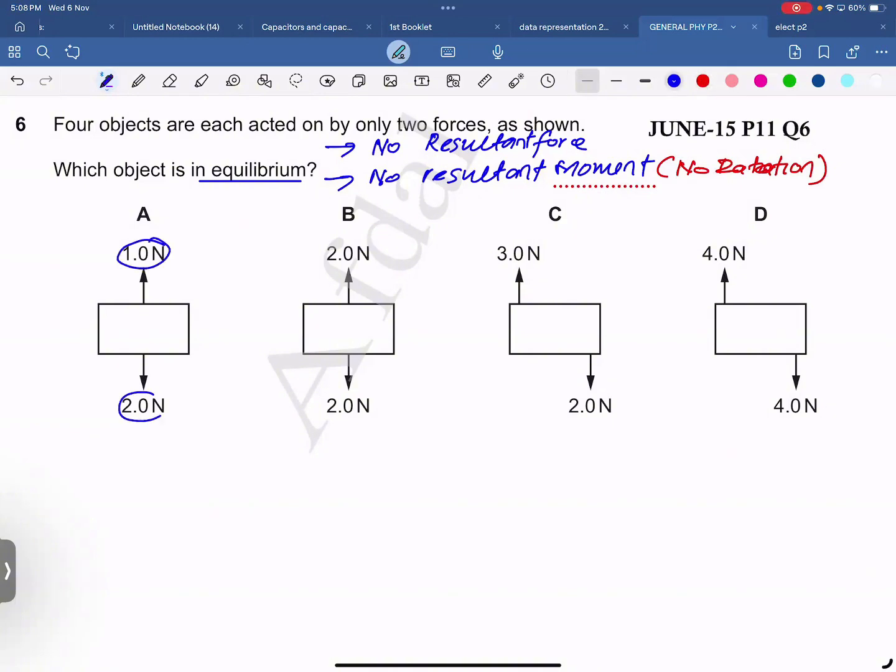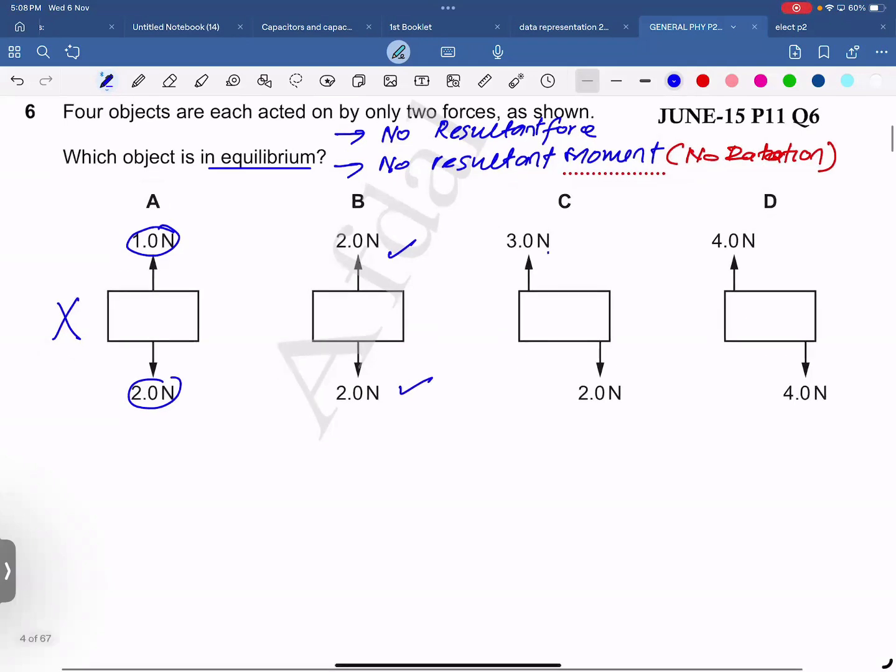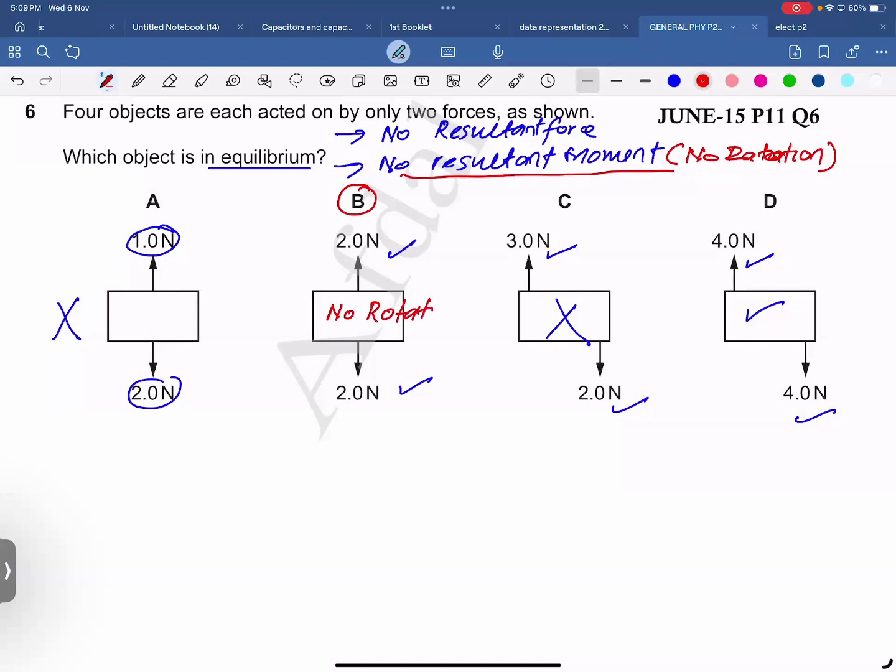Here, up is 1, down is 2. Resultant is not 0. Up is 2, down is 2. Resultant is 0. C, up is 3, down is 2. They are not equal. D, up is 4, down is 4. They are equal. Okay, first condition is followed. Now, second condition. No resultant moment means no rotation. B has no rotation. But C will rotate. It will rotate this way. So option B is equilibrium.